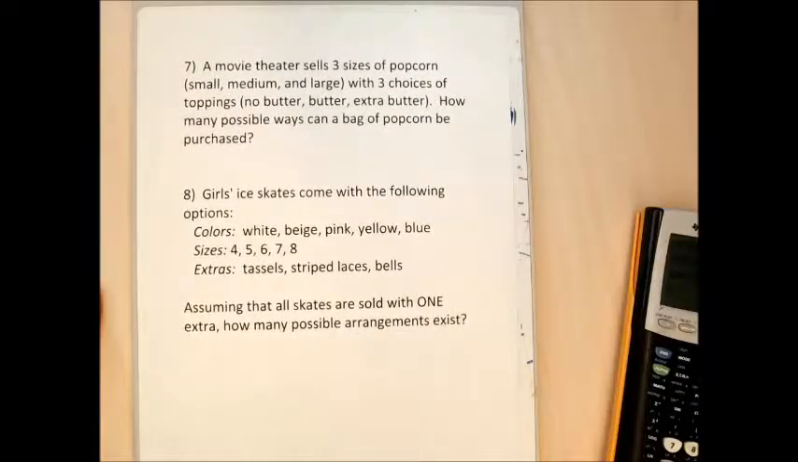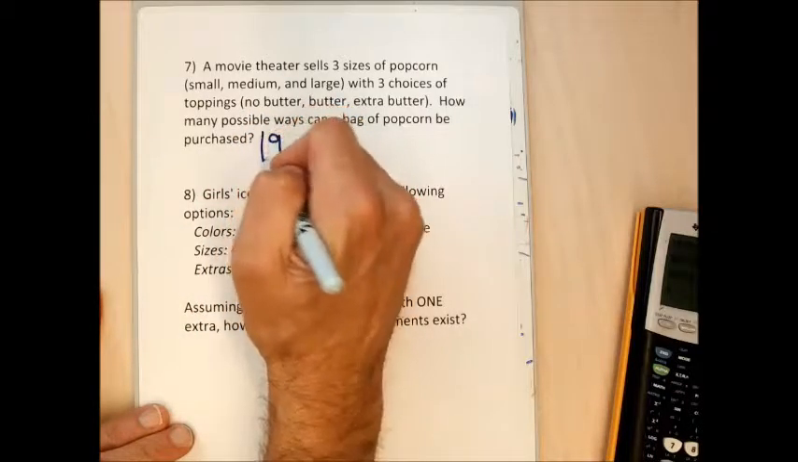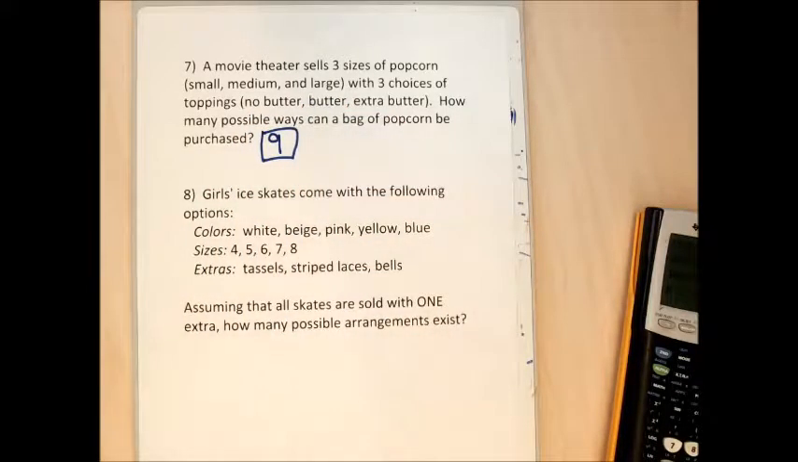Why don't you give 7 a go? I have an answer written down for 7, and hopefully you might be able to figure out how to do it. I wrote 9 for my answer. I'm going to go through and do 8.